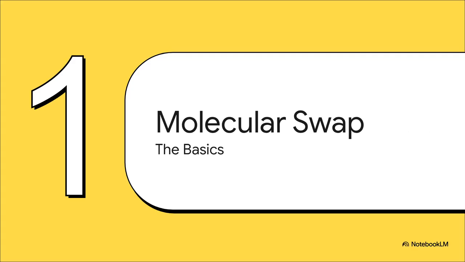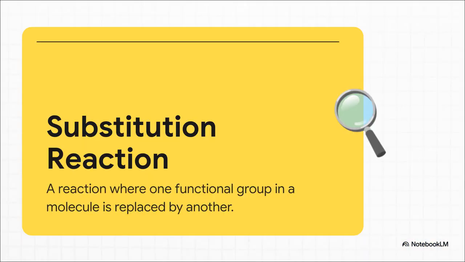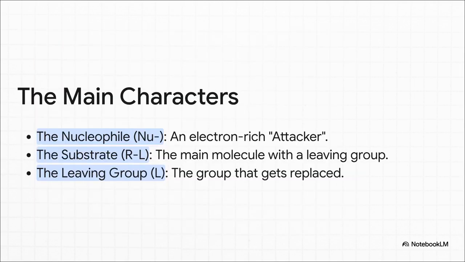So, to really get a handle on this, let's start with the absolute basics of this molecular exchange. The official name for this process is a substitution reaction. I like to think of it as a little molecular dance. One partner leaves, and a new one just steps right in. The key thing is that the main molecule is transformed, because it's now got a new functional group attached to it.